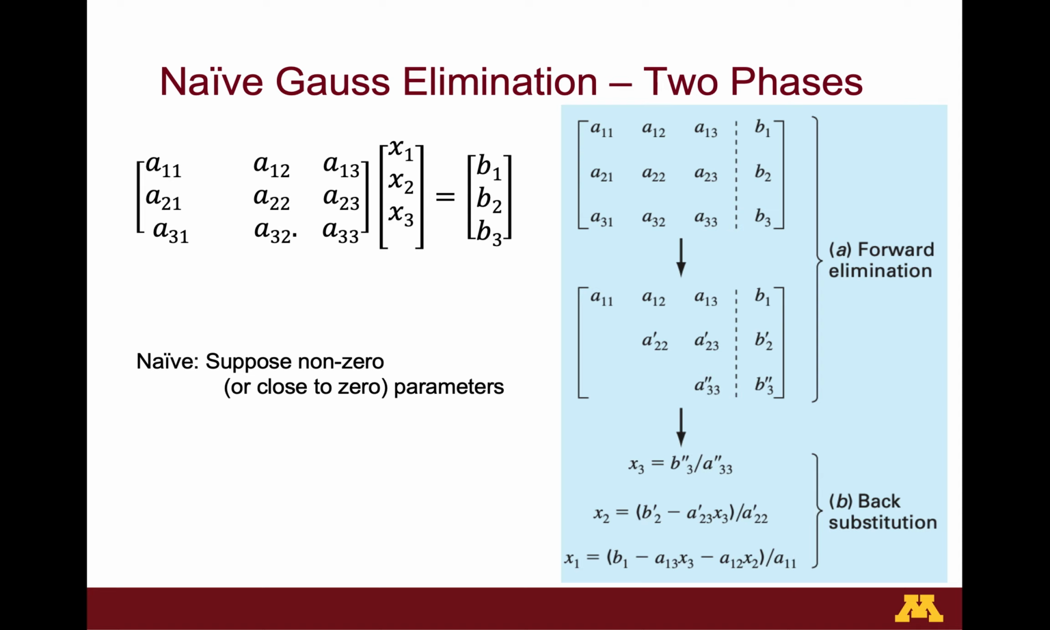The back substitution step is to solve for xn to x1 by calculating xn first. In this specific example, x3 first, based on the last row of the upper triangular system, and then x2, and in the end, we solve x1.